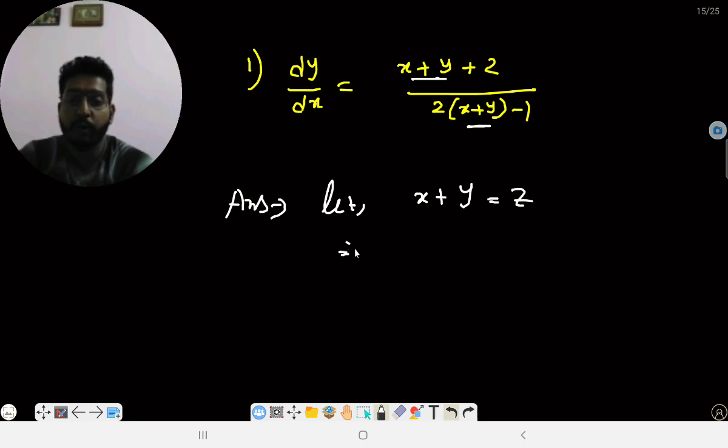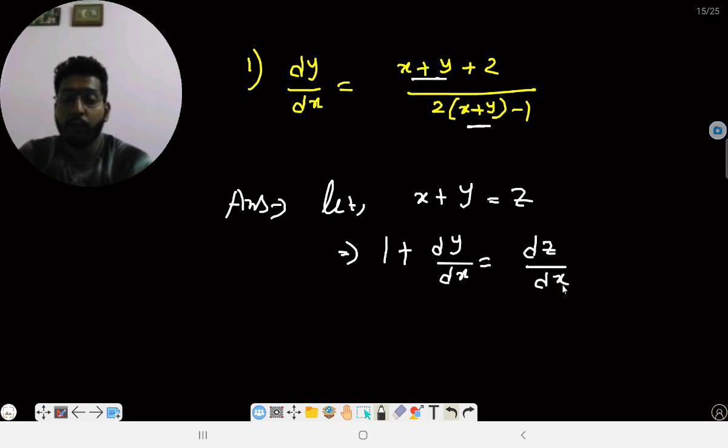Now, what is the next step? Differentiating, we get 1 plus dy/dx equals dz/dx. From here we can see dy/dx will be dz/dx minus 1. Now just put the values here. dy/dx, what is the value? dz/dx minus 1.